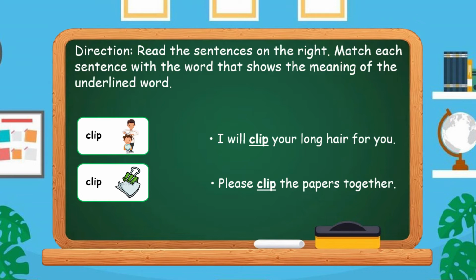Which picture best matches the word clip in sentence number 1? I will clip your long hair for you. Is it the first picture that shows clipping one's hair? Or the second picture with a paper clip? How about in sentence number 2? Which picture matches the word clip? Did you get the correct answers? Let's see. Sentence number 1 matches the first picture, while sentence number 2 matches the second picture. Did you get it right? Very good.